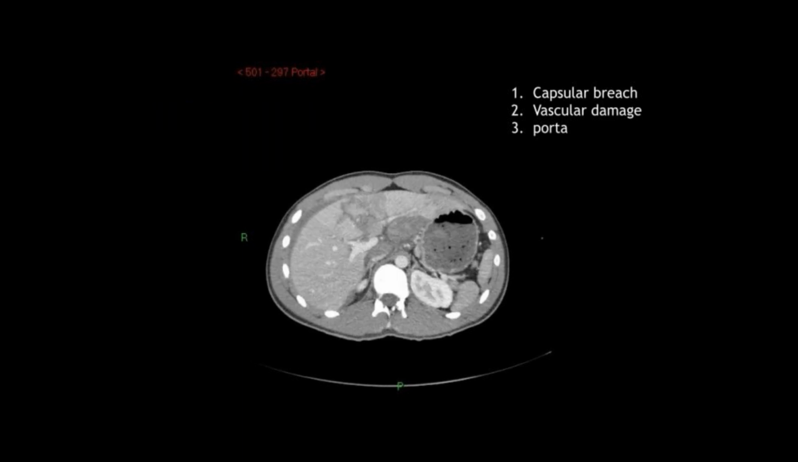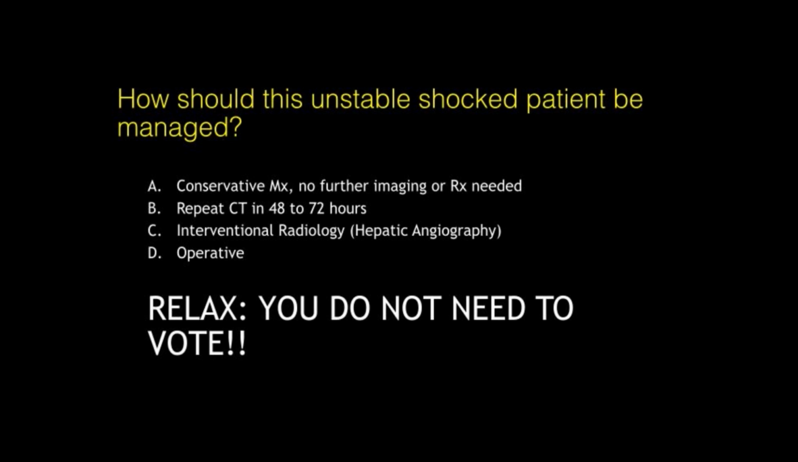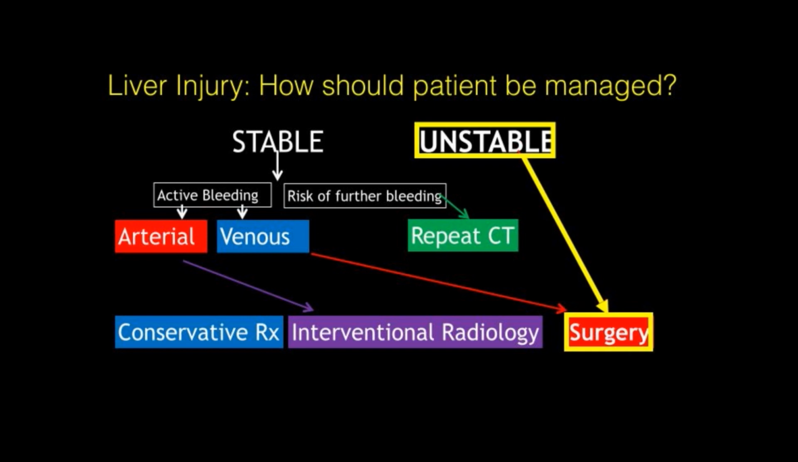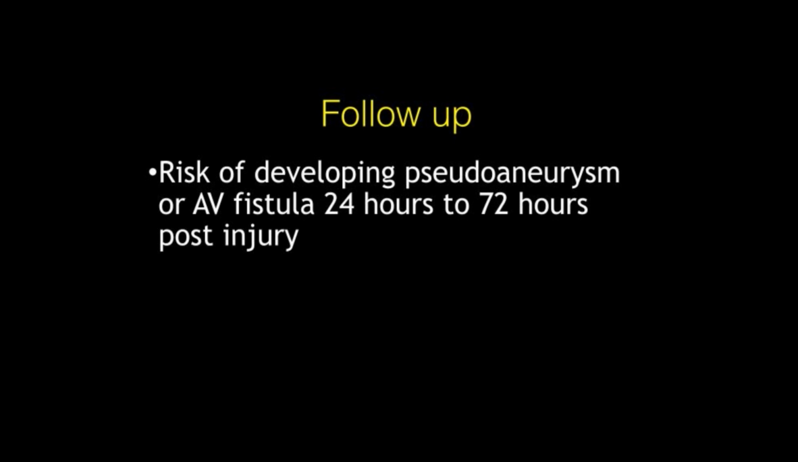So let's think about how we're going to manage this patient. And again, I'm not going to get you to vote, but just to think about it, how might you manage this unstable and shocked patient? Well, they're unstable, so they have to go to surgery, don't they? But I showed you that they had a venous injury, and because they have a venous injury, that is yet another reason why they need surgery rather than anything that an interventional radiologist might be able to do. Okay, so venous injury equals surgery.